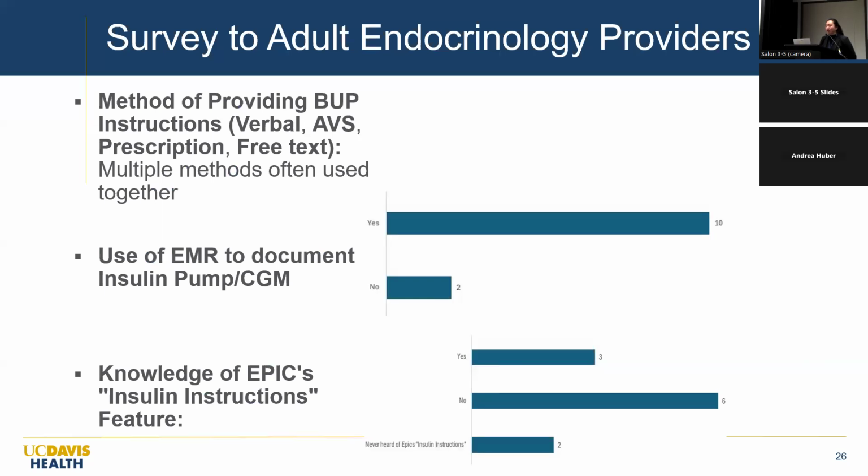Multiple methods were often used together, a combination of: I just talk to them about it during the visit, I use free text, or I document it in the actual prescription text of the basal insulin prescription. And we saw that even though a lot of our providers heavily relied on using Epic to document pump settings or CGM settings and to prescribe the active basal insulin, knowledge of Epic's insulin instructions was pretty much non-existent. Many providers didn't know about it or had not heard about it. So what did we do about this?